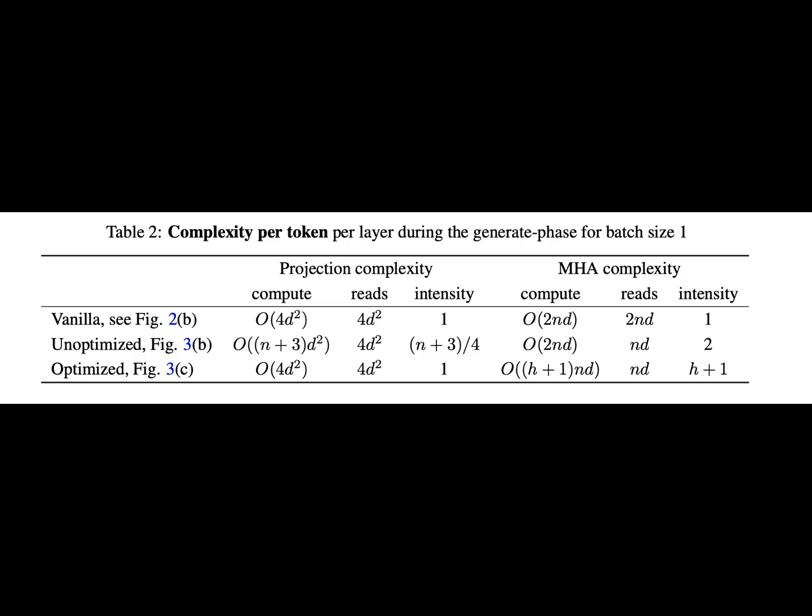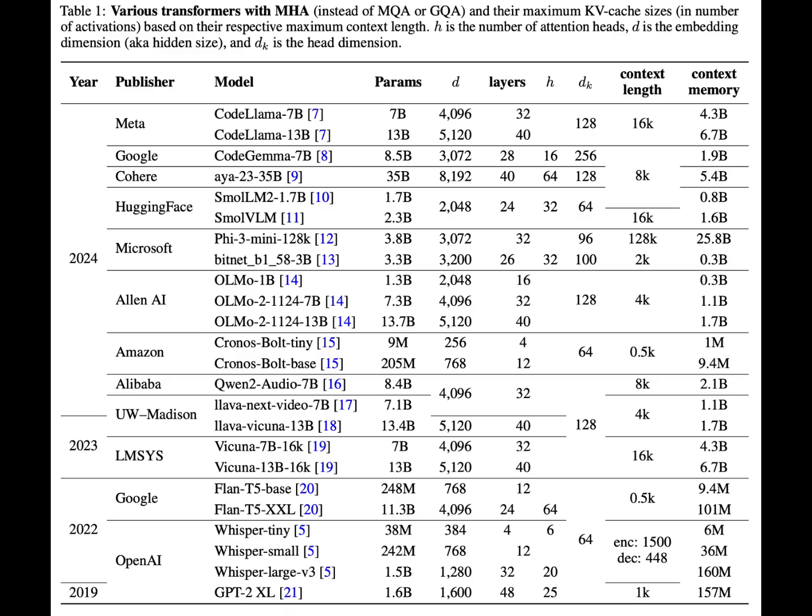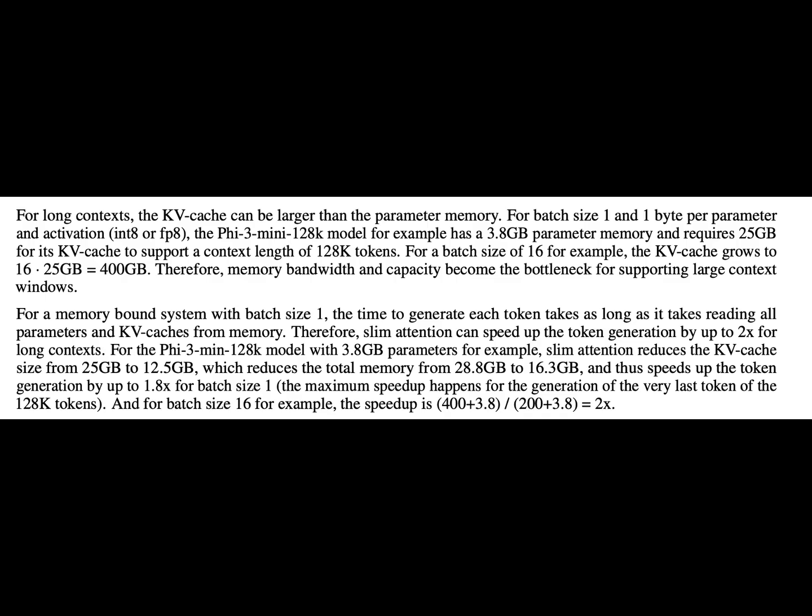They even tested this out on this model called Phi 3 Mini 128K, which is designed to handle huge amounts of data. Even for that thing, slim attention gave it a speed boost. Wow, okay. I'm starting to see why this is such a big deal. It's not just about being more efficient. It's about making these AIs actually usable in the real world, right? Where you've got tons of info to process.